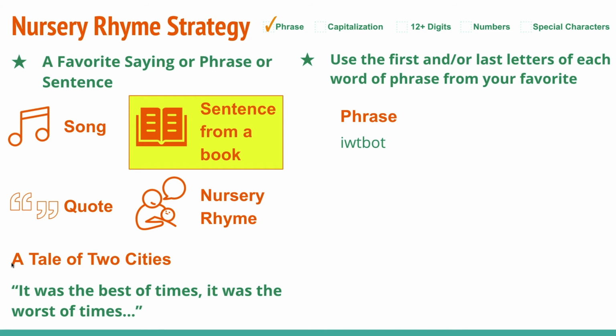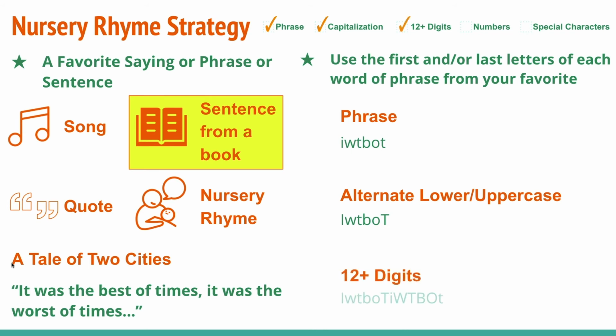Let's add a bit of complexity by alternating a couple lowercase letters with capital letters in the phrase. We'll change the first and last letter in the phrase to capitals to make the password stem. Capital I, lowercase WTBO, capital T. Now let's add some more complexity to this by thinking of password length. In order to keep it simple, let's just replicate the password and inverse the capital letters, much like this.